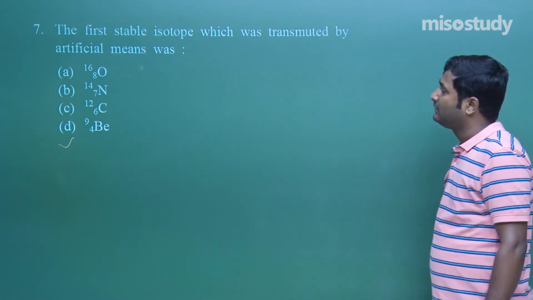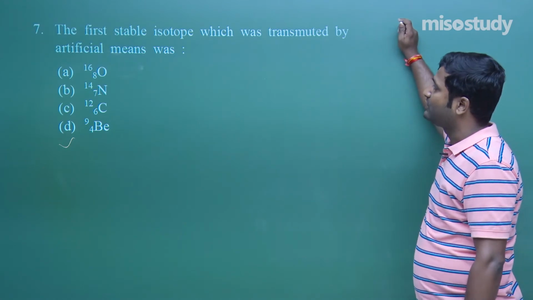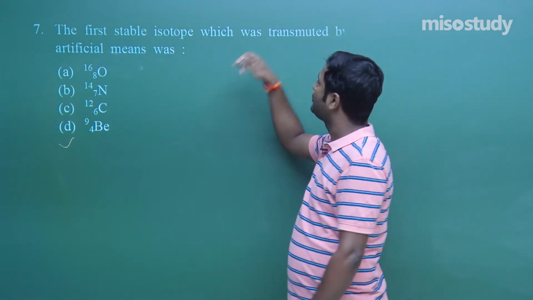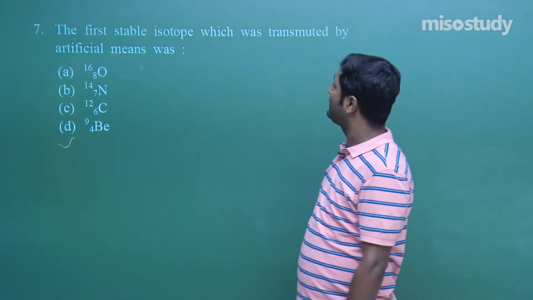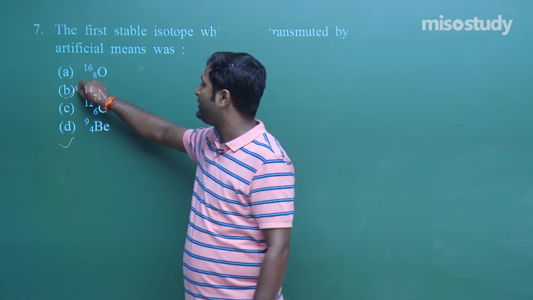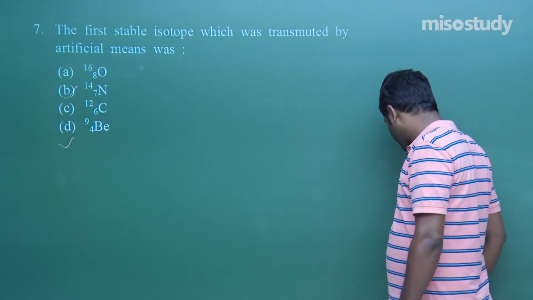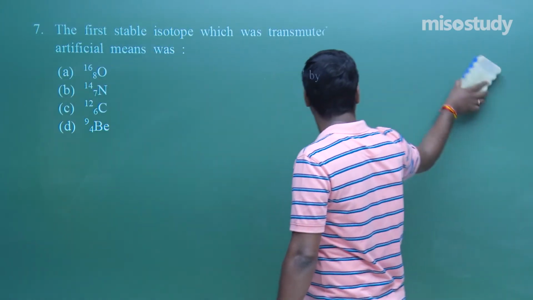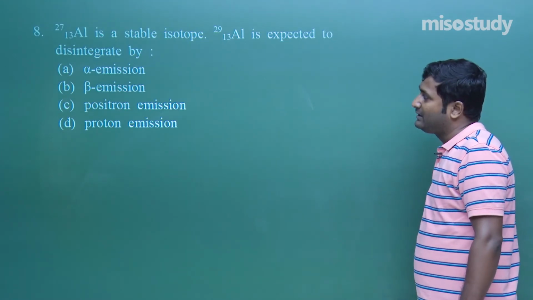Question number 7. The first stable isotope which was transmuted by artificial means. That is the B option, nitrogen, 7, 14 nitrogen. So for question number 7, B is the correct option. Now let's move to question number 8.